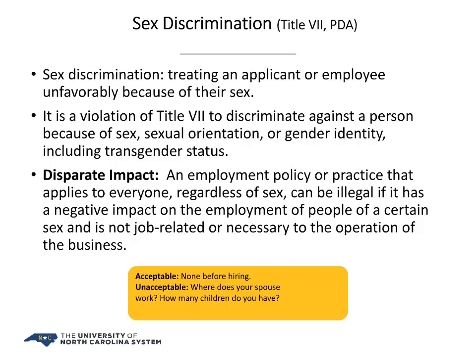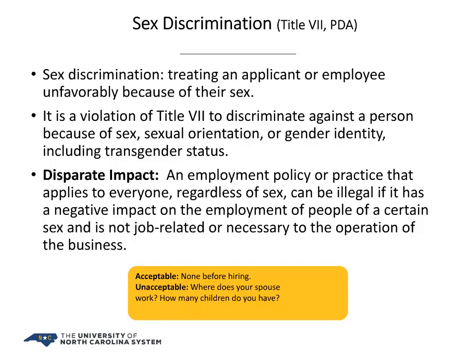Title VII also protects employees from being discriminated against based on sex. Sex discrimination involves treating an applicant or employee unfavorably because of their sex. It is a violation of Title VII to discriminate against a person because of sex, sexual orientation, or gender identity, including transgender status. Disparate impact can occur when an employment policy or practice that applies to everyone, regardless of sex, has a negative impact on the employment of people of a certain sex and is not job-related or necessary to the operation of the business.